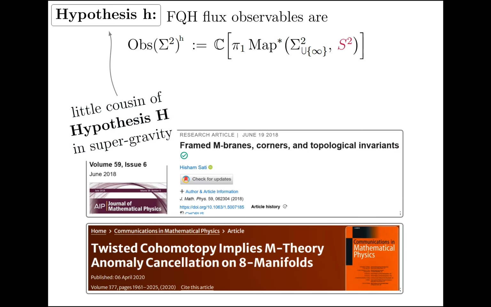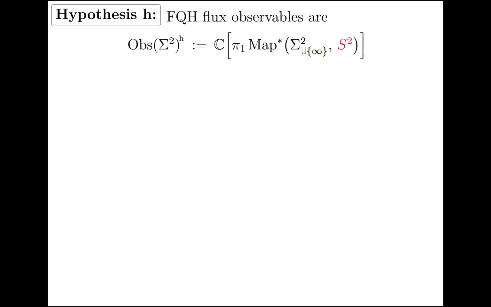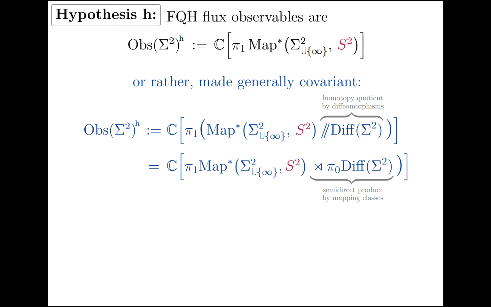Here are just the references. This hypothesis H goes back to Hisham Sati's article, Framed M-Branes, and was then formulated as such in our joint article, Twisted Cohomotopy Implies, and so on. We have a whole list of articles on this subject, so anybody who's interested can look into this, but for the present talk it doesn't matter anymore. Here's the one article that connects this high energy supergravity story to the anyons that we're going to be interested in by geometric engineering. Again, you do not need to know this.